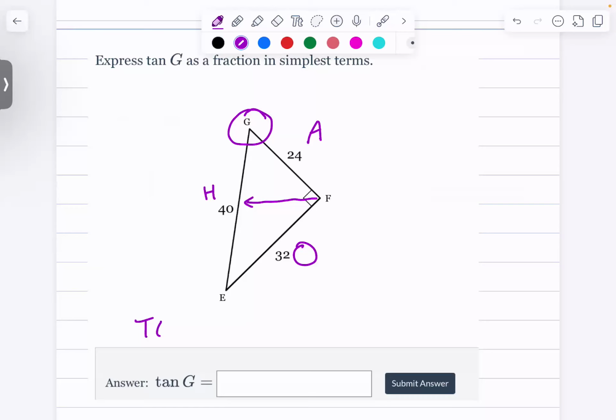Tangent is TOA in SOHCAHTOA, so it's O over A. Tangent equals opposite over adjacent. So that's 32 over 24, but they want it in simplest form. Divided by 4, 8 over 6, so that's 4 over 3, right? Cool? All right.